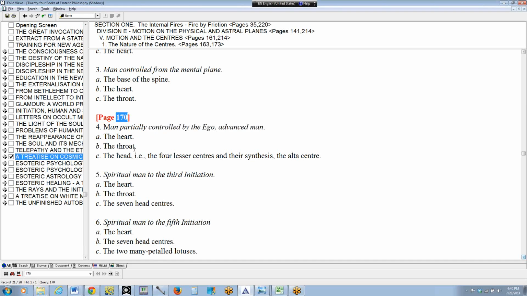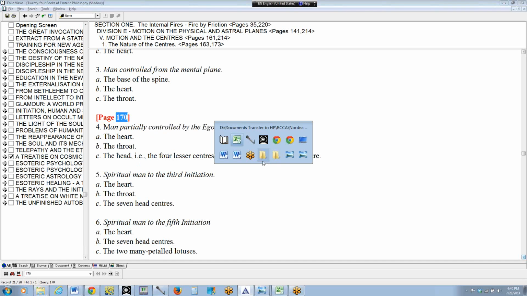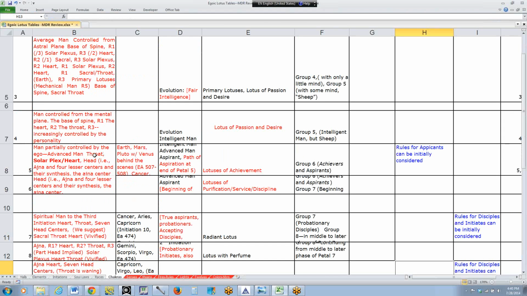Advanced man: the heart, the throat, and the head. That is the 4 lesser centers and their synthesis, the alta major. At the 5th petal, there is some egoic intervention. Advanced man is also here. He has to have intelligence. He has to have the heart center. It's been active in all of these, but the solar plexus for his drive is still there. So we look at that as a related system: solar plexus, heart, and the head.